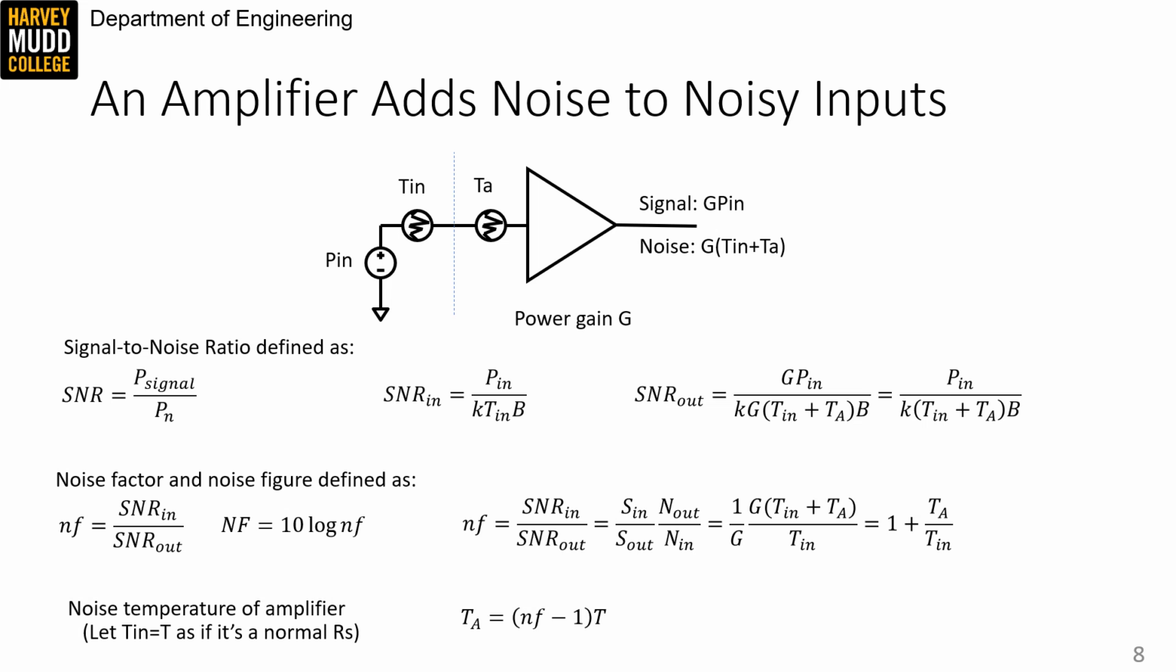We can improve on our expression for noise factor by using it to find the noise temperature of the amplifier's noise. We do this the same way we did with a passive network, by assuming that our input noise is produced by a source resistor which has a temperature T. Substituting the physical temperature T into our expression for noise factor gets us an expression for the amplifier temperature. It's equal to noise factor minus 1 times the physical temperature.